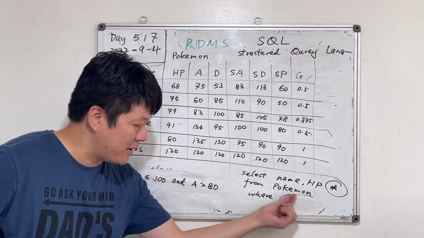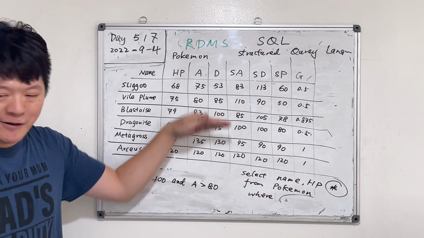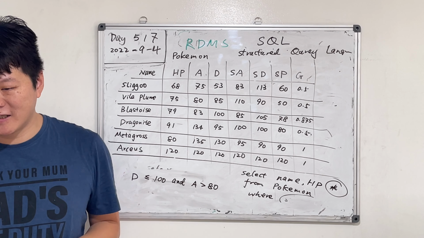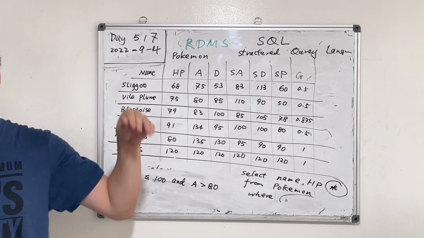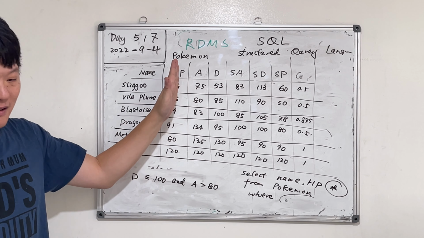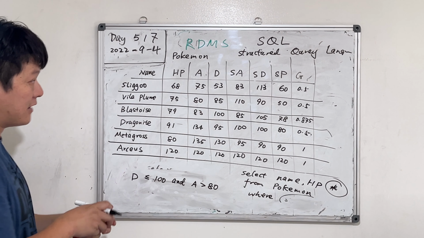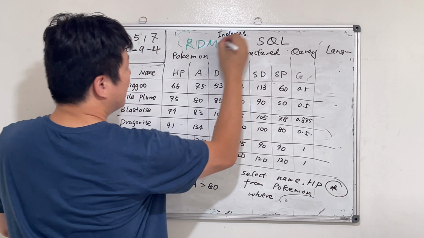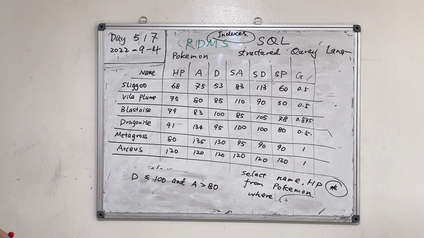This where statement, the computer needs to check row by row. And if the Pokemon table has like a million Pokemon, then it's going to take time, right? Yeah, because that's linear search. We talked about that. And we can add the index to it. Indexes, right?